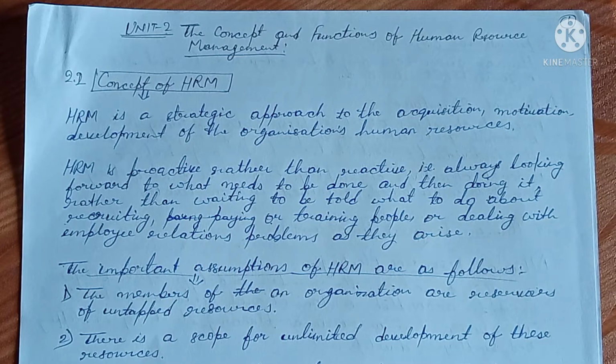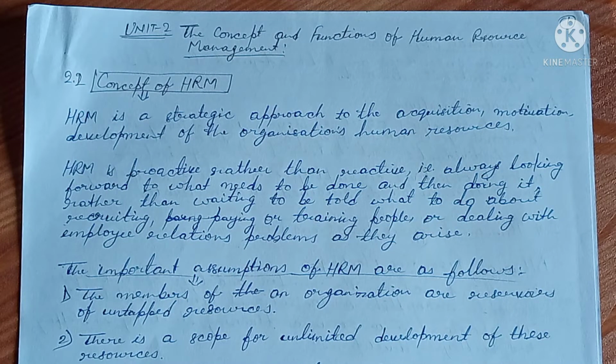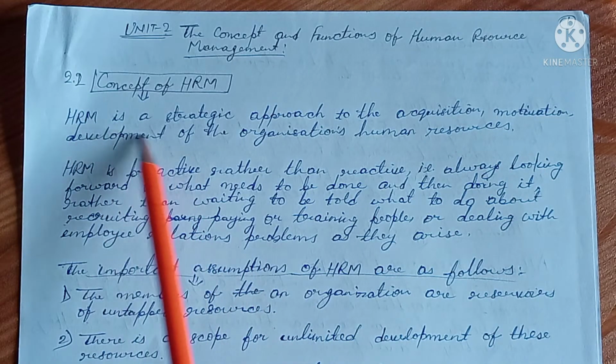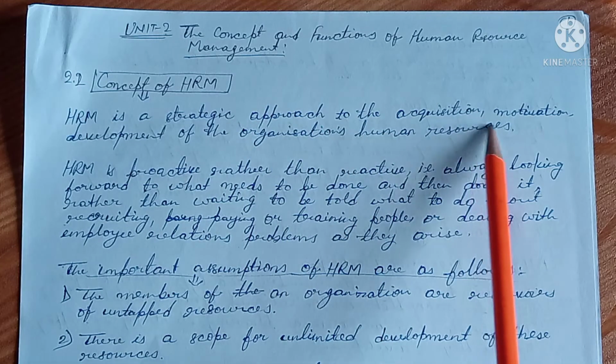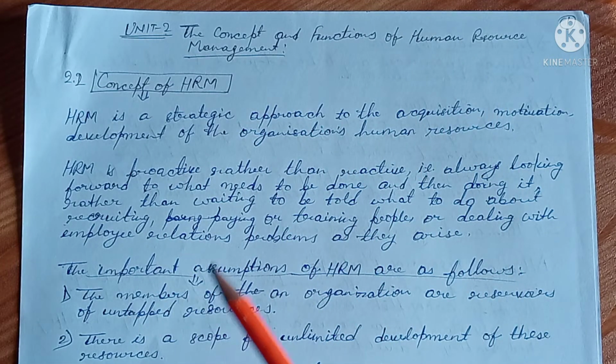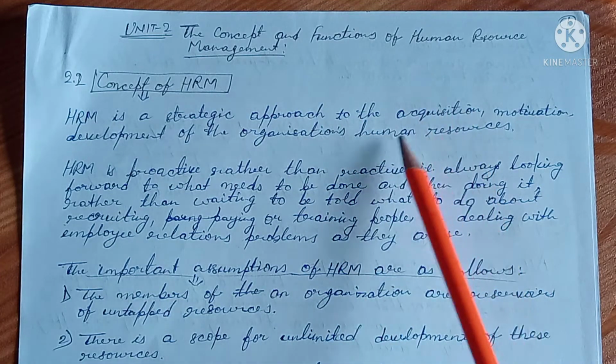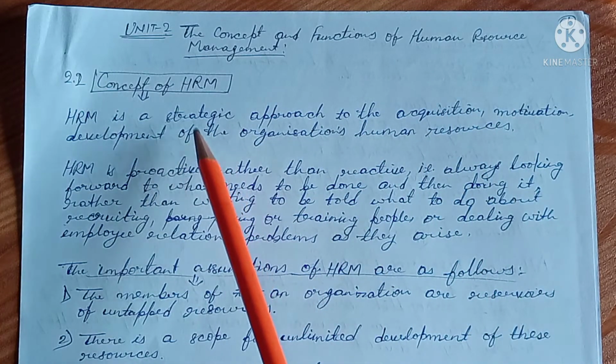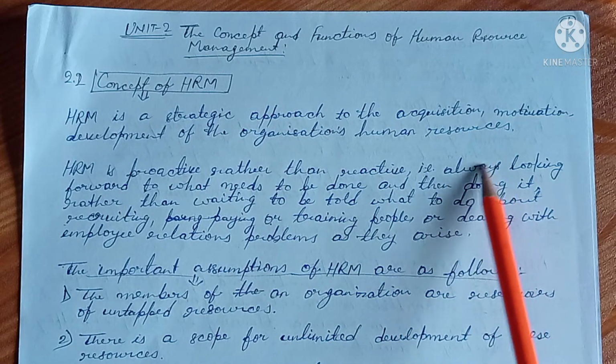Strategy means this is a decisive approach by which the human resource manager acquires, motivates, and develops the human resource, meaning the people working in the organization. They develop the people, and they make people work in the organization by motivating them. Okay, so that's why HRM is a strategic approach to acquisition, meaning to acquire the people, motivate the people, and develop the organization's human resources.